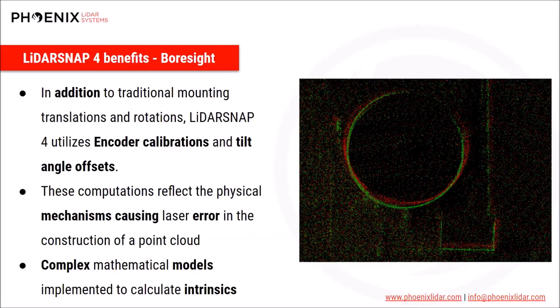Because these are physical mechanisms causing these laser errors, we have developed fairly complex mathematical models to implement into LiDARSnap 4 to calculate these intrinsics. And wonderfully, in calculating these intrinsics at the same time, we're able to then relate that to the translation mounting and the rotations, so that we are not chasing our tail in multiple stepped calibrations. Nobody wants to calibrate their rotations to then calibrate something else to then find out that those rotations are no longer valid. So doing this all in one step provides the utmost in time saving and increase in accuracy.